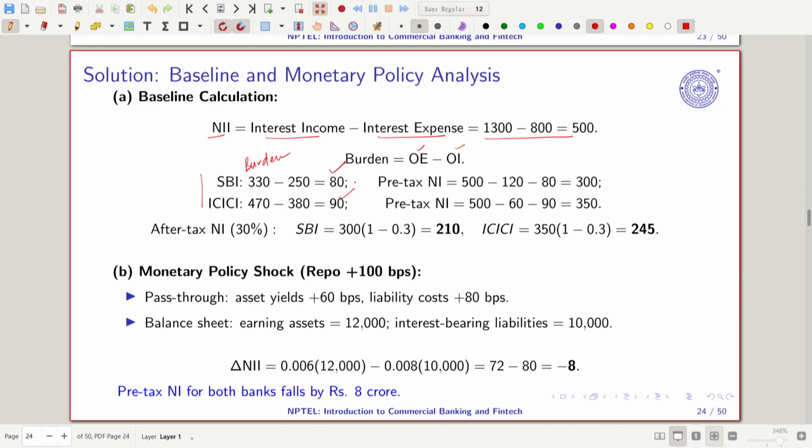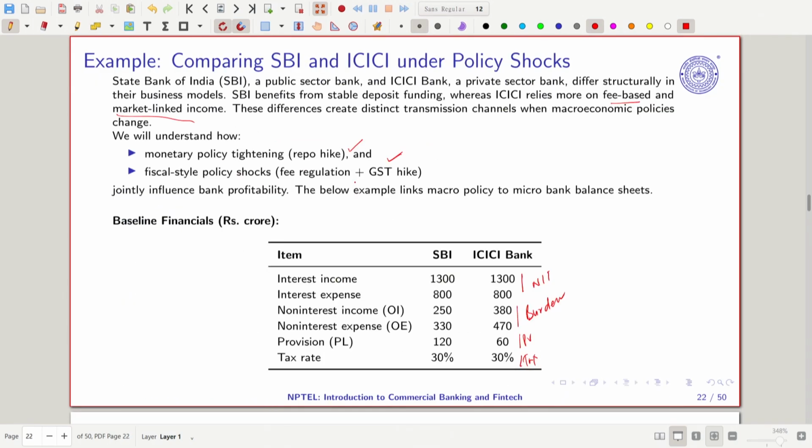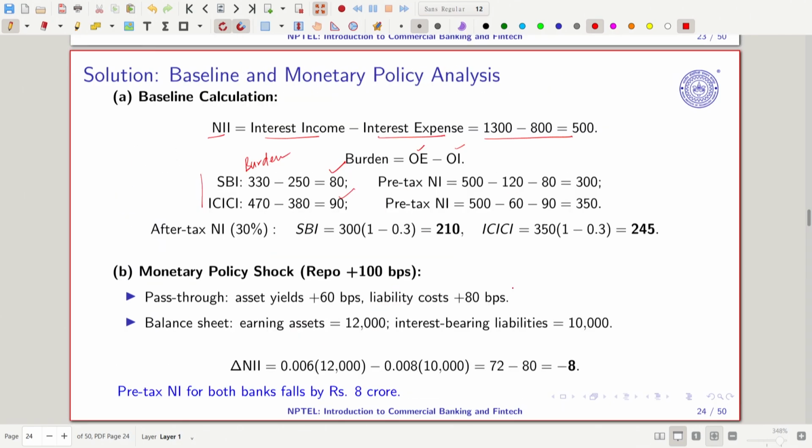Now here we are going for pre-tax net income. So pre-tax net income will be how much? Here it will be 1300. So 500 minus provision for losses and also the burden. So this is what we get, provision for losses. So 1300 minus 500 minus provision for losses and also the burden that we calculated. So coming out to be 300. Pre-tax net income is nothing but 500 minus 60 minus 90. So it is coming out to be 350.